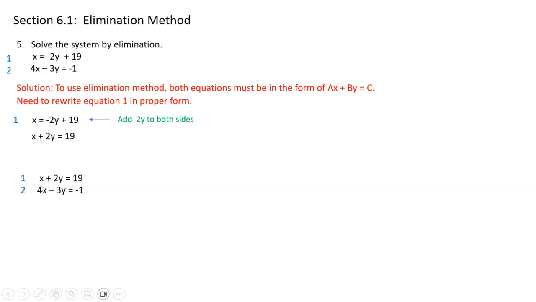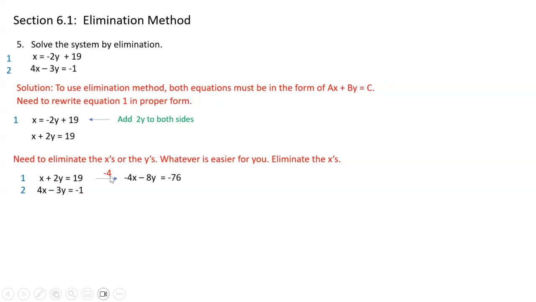So it'll be easier to eliminate the x's, which means I need to multiply equation 1 by -4. Why -4? Because -4 times x will give me -4x. And then when I add it to the second equation, the x's will be eliminated. But you have to use legal math concepts here. If you multiply the x by -4, you have to multiply every term by -4, on both sides of the equal sign. When you multiply -4 times equation 1 on both sides, the result will be -4x minus 8y equals -76. Equation number 2, we just leave it over.